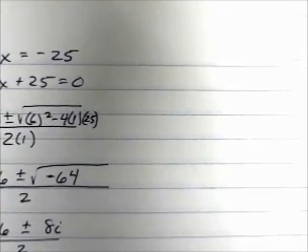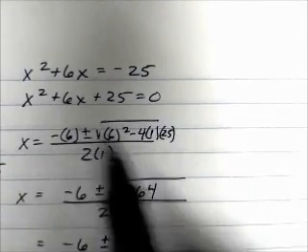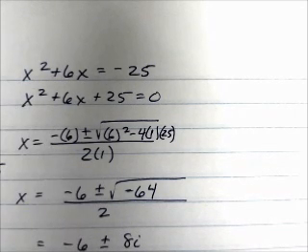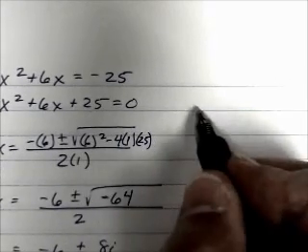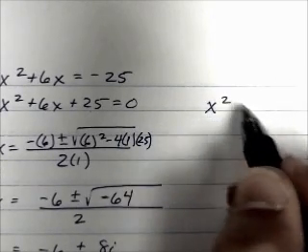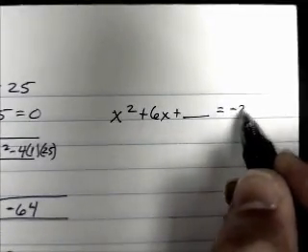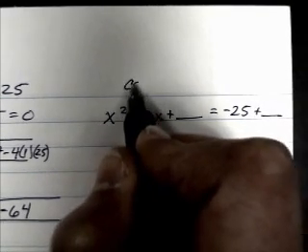Now, let's use the complete the square method. All right. So for complete the square, our lead coefficient has to be 1, which it is. And we want the constant on the other side. So I have x squared plus 6x plus blank. And if I subtract 25 from both sides, we have negative 25 plus blank. All right, so this is complete the square method.